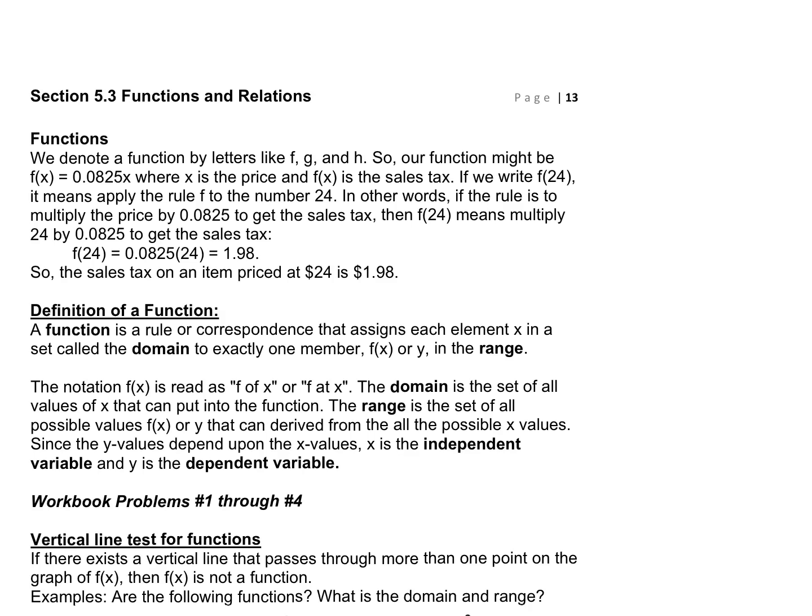Hello, and welcome to section 5.3, Functions and Relations. Really, I like to think of the word functions as "fun-ctions," because this is a really fun section.